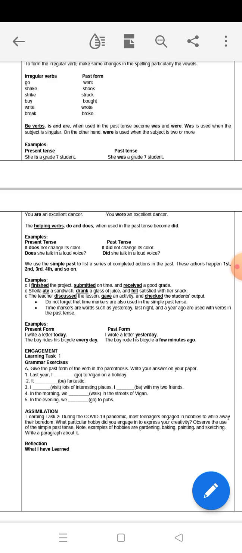Was is used when the subject is singular. Kung nag-iisa yung subject, yung bagay or taong pinag-uusapan dun sa sentence, gagamitin mo yung was or is kasi singular siya. For example, she is a grade 7 student. Okay? Ano yung past tense nun? She was a grade 7 student. Alright? On the other hand, sa kabilang banda, were is used when the subject is two or more. Kapag naman yung subject ay dalawa o mas marami pa, gagamitin mo yung are. Tapos kapag past tense na, gagamitin mo yung were kasi tapos na.